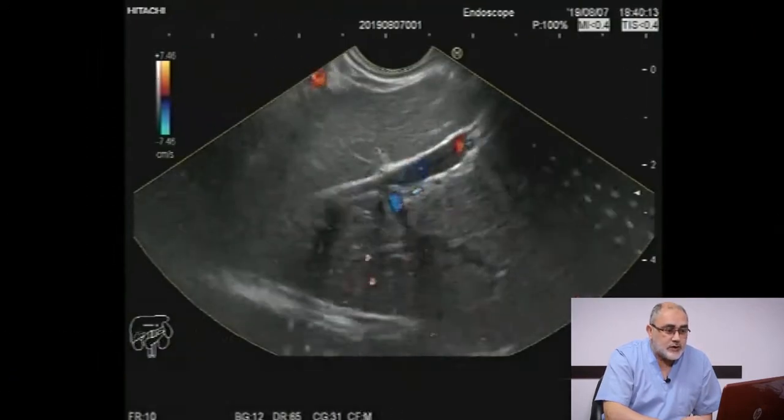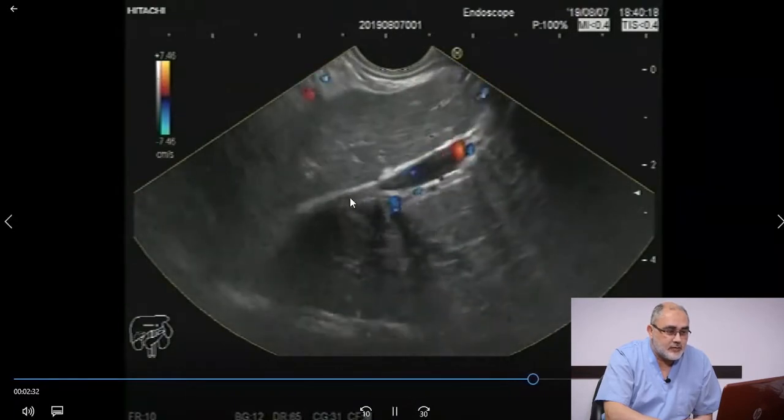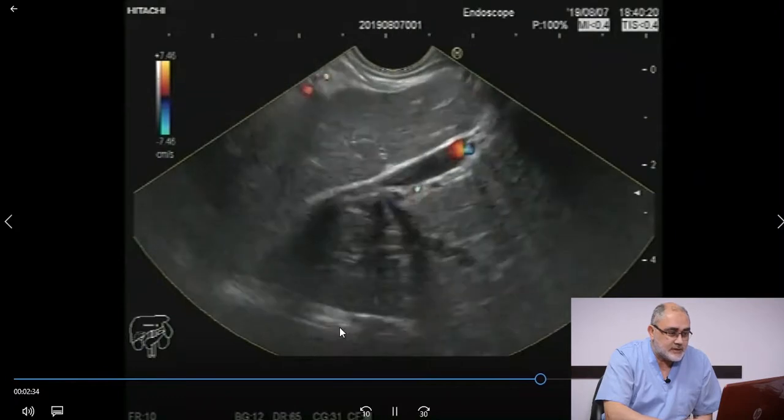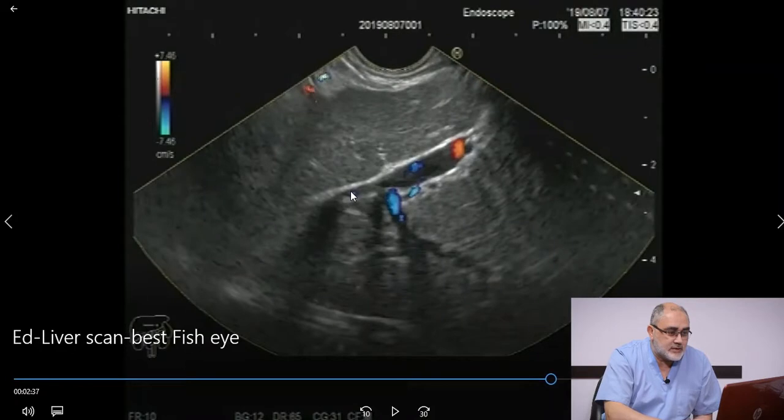Okay, we will continue. Yes, this is the fish eye appearance, left portal vein, and here this is very nicely seen ligamentum teres. Here the area above the ligamentum teres is segment 3, and below it is segment 4B, and below the fish eye appearance is 4B. So all this area is 4B, and this area between the echo endoscope and the left portal vein and the ligamentum teres is segment 3.